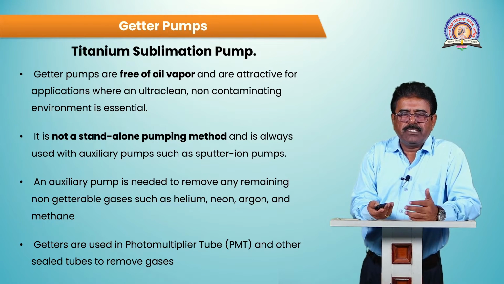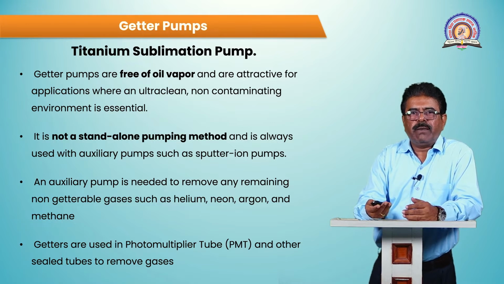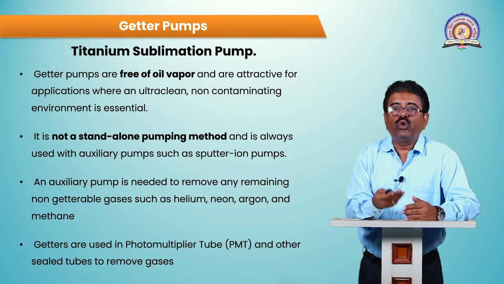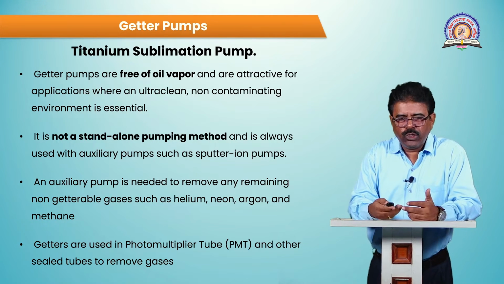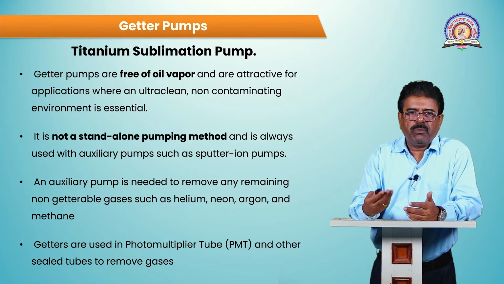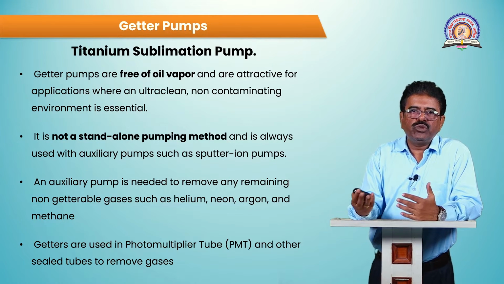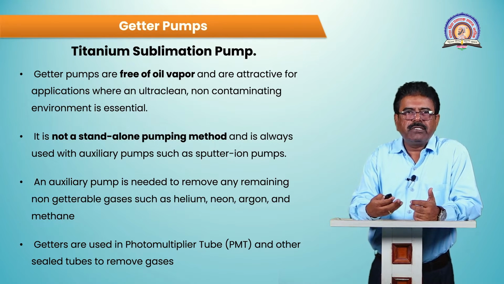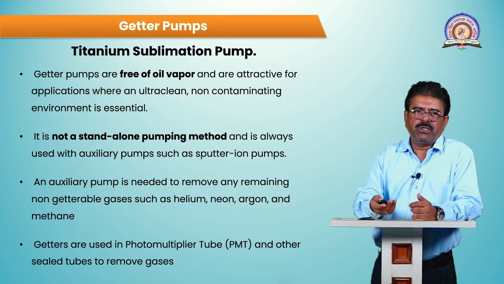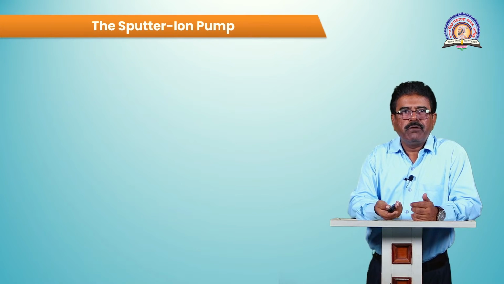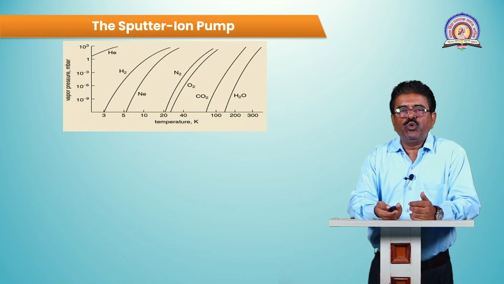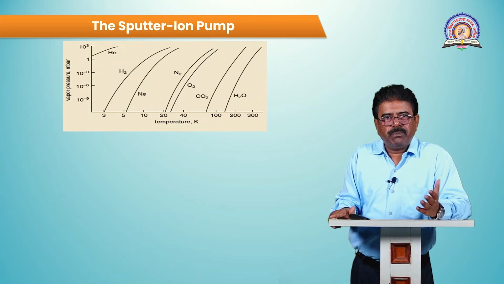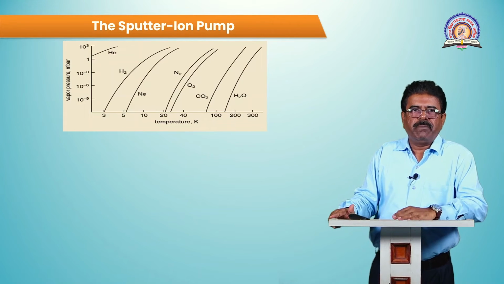These Gator pumps, just like the titanium sublimation pump, have one important application: you can use them in photomultiplier tubes, PMT. You know that the PMT is one of the best optical detectors and it is used in many applications. So if you want to evacuate a photomultiplier tube, the best choice is the titanium sublimation pump or this Gator type of pumps.